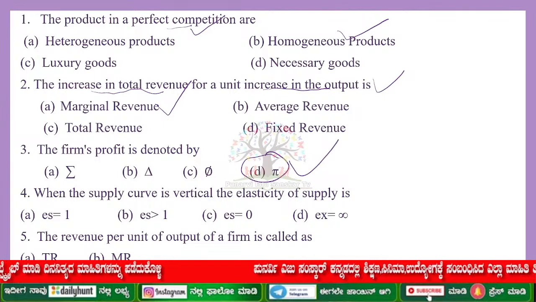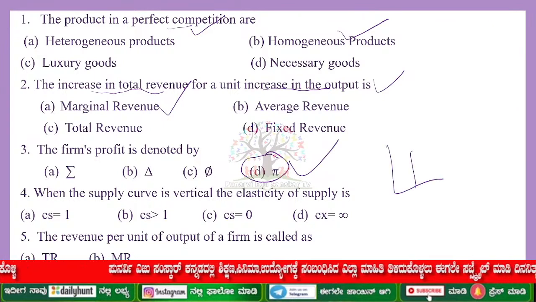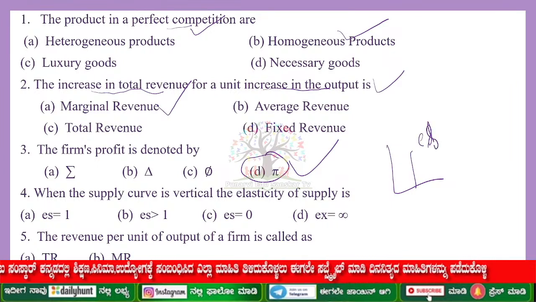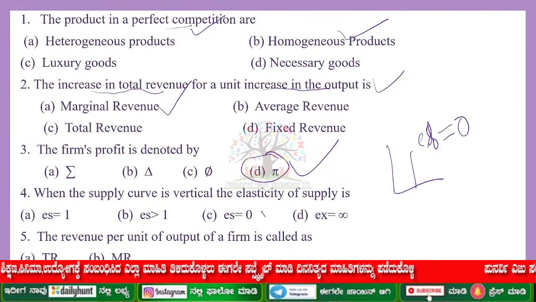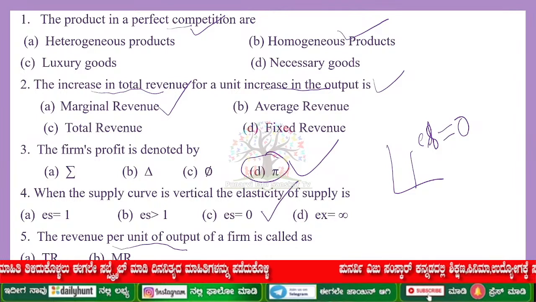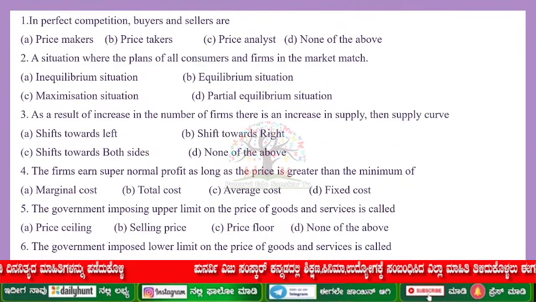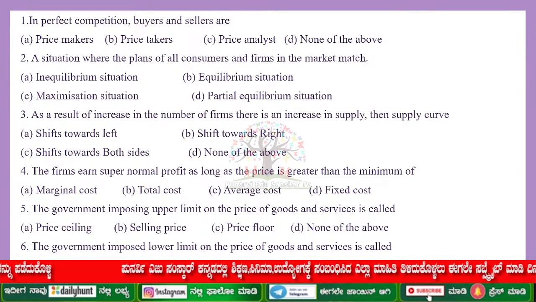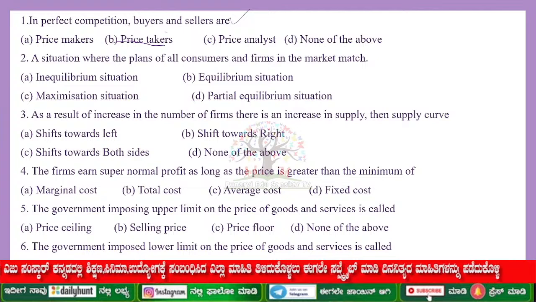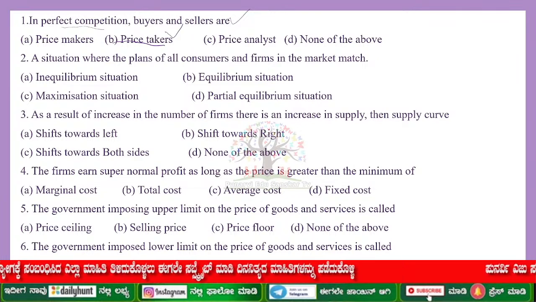When the supply curve is vertical, the elasticity of supply, so when it is vertical, inelastic, so here elasticity of supply is equal to 0. Revenue per unit of output, that is average revenue. In perfect competition, buyers and sellers are price takers.